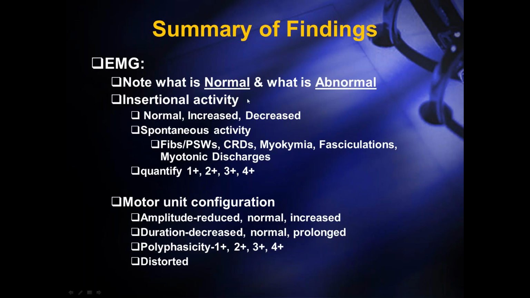In an EMG, note what's normal and what's abnormal. And again, we break it down into insertional activity. Is it normal? Is it increased? Is it decreased? What's the spontaneous activity? Are there fibs, positive waves? Are there CRDs? What is it? We generally quantify it. What's the motor unit configuration look like? Is it lower than expected? Is it normal? Is it increased?